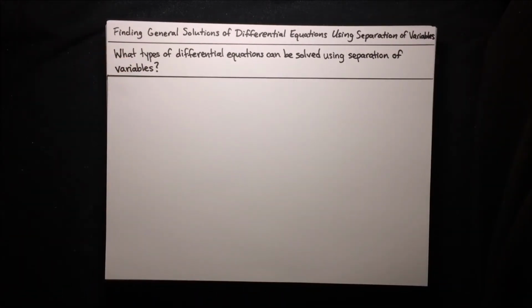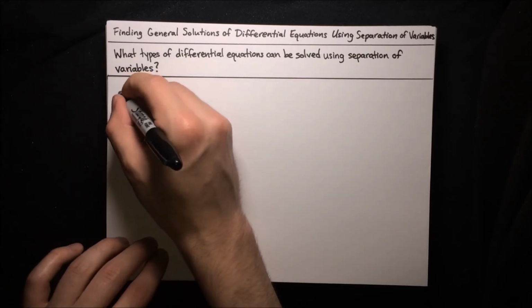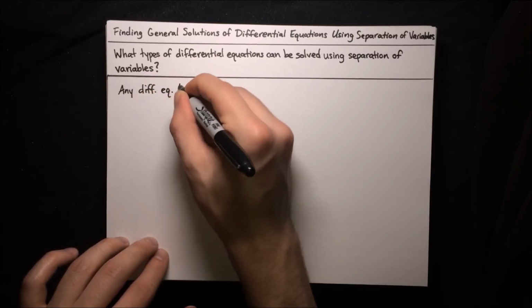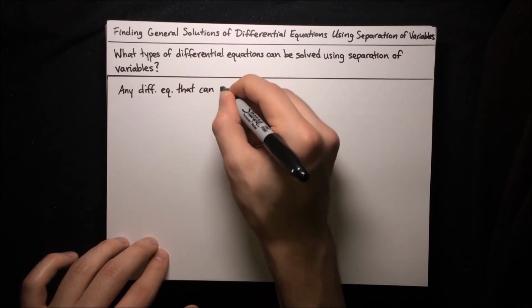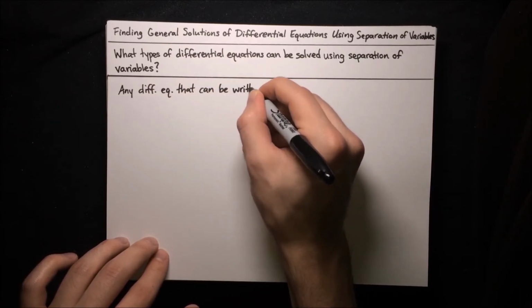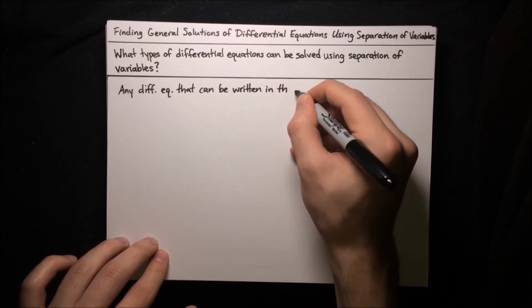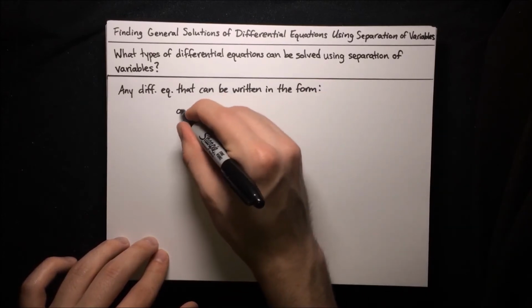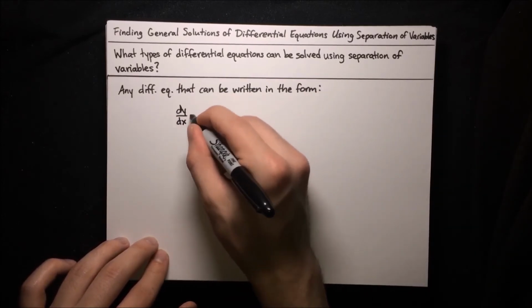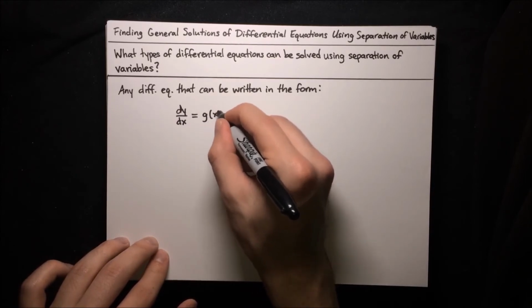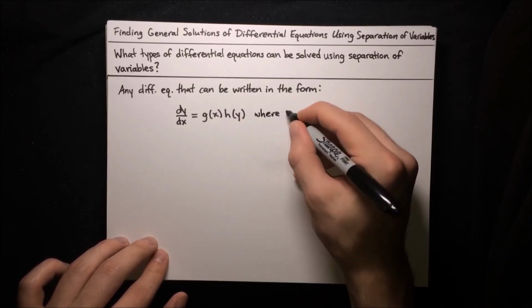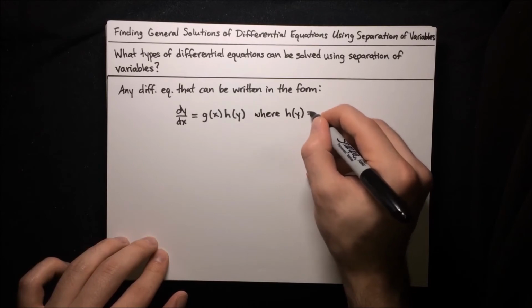Now you might wonder what types of differential equations can be solved using separation of variables. Well, the answer is any differential equation that can be written in the following form: dy/dx equals g of x times h of y, where h of y is not equal to 0.